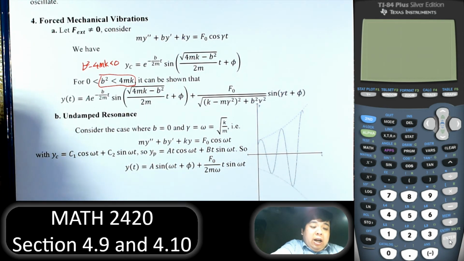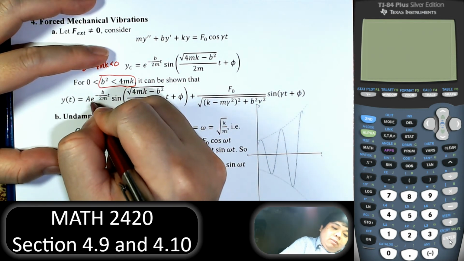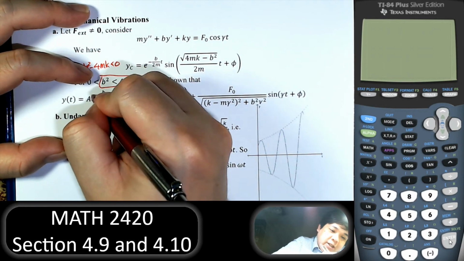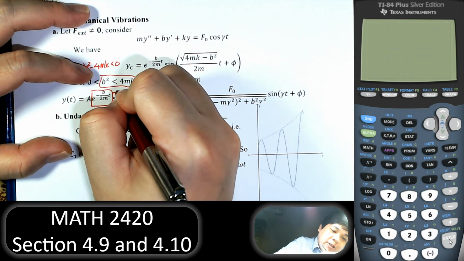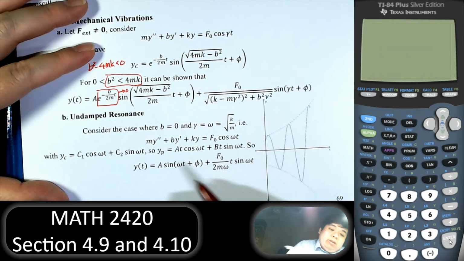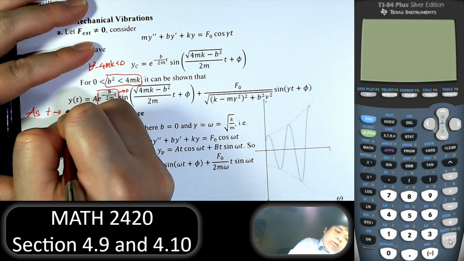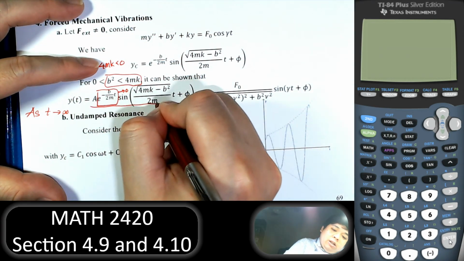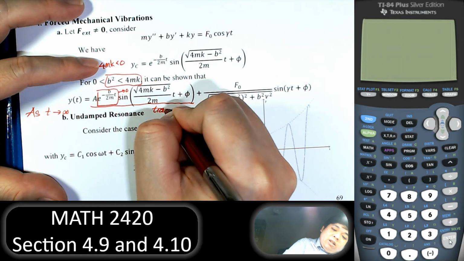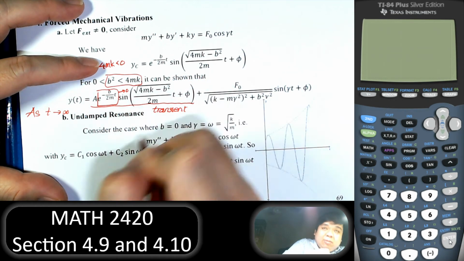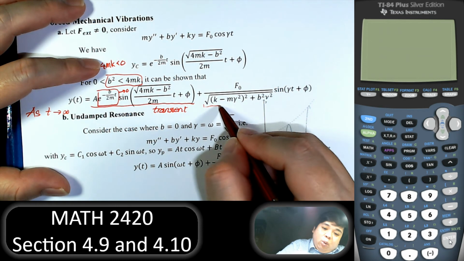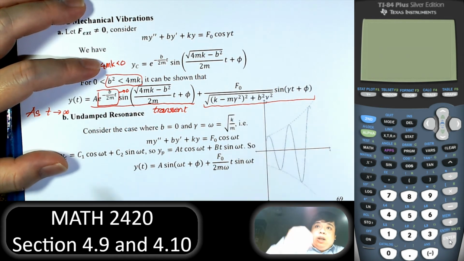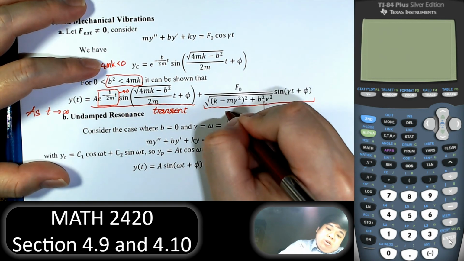Right. Now, in this function, what we have is this term. Once again, this term goes to 0, right? As t goes to infinity, that term goes to 0. Whatever term goes to 0, we call that the transient term. And when t goes to infinity, this is unchanged. It still just vibrates. So this is called the steady state.